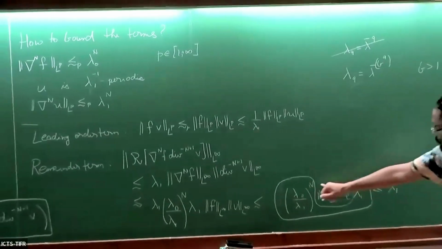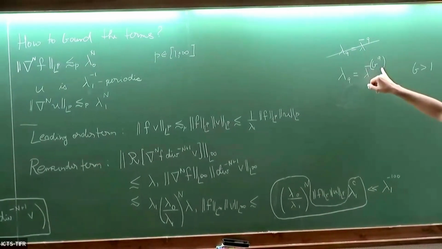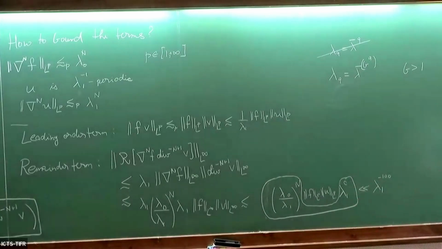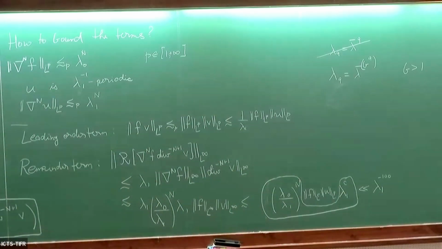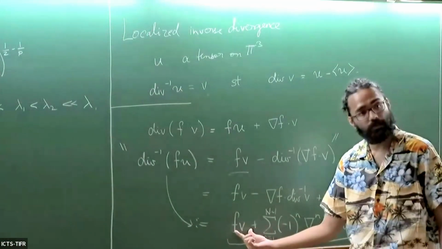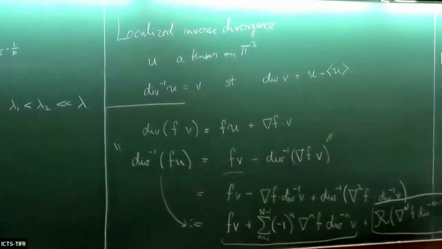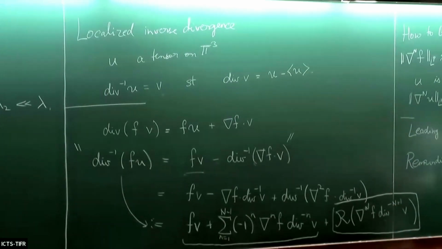And you can find an n which is independent of q, which does this. And you can really make this as small as you like. And so it's a term which will not bother us at all. And so that's how we deal with the remainder terms. So what we have achieved is an inverse divergence of this product of a high frequency term and a low frequency term in a way such that the leading order terms all preserve the correct support, and there's a remainder term which can be made as small as you like.